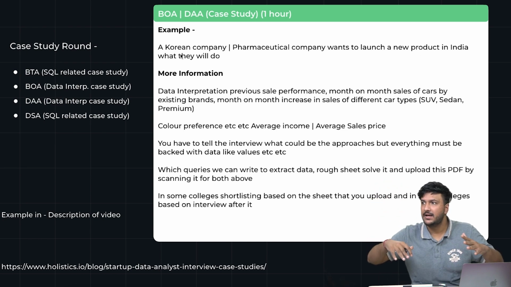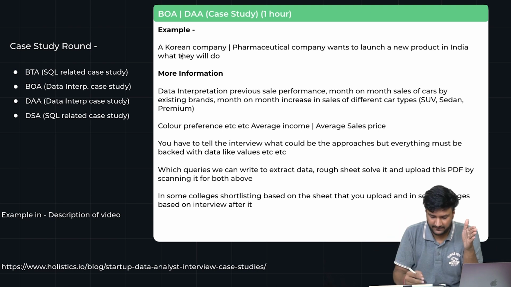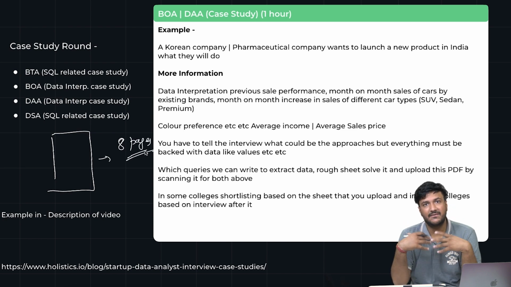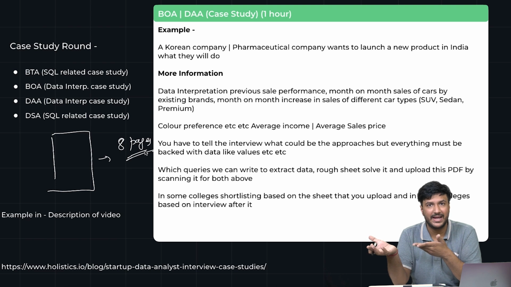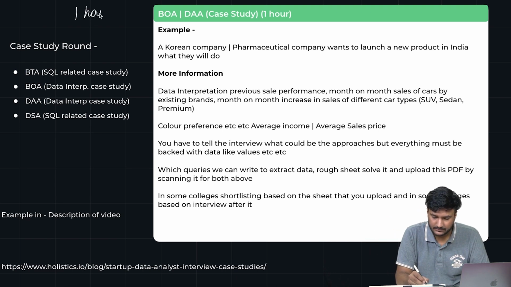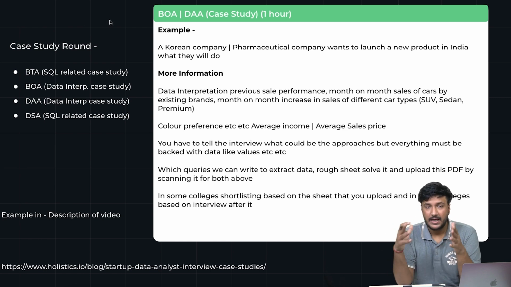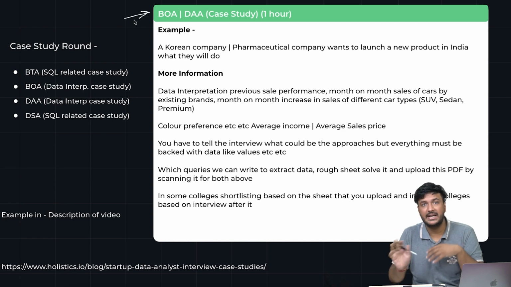And there's a long case study. You can imagine an A4 size paper, and that A4 size paper is 8 pages long. They'll upload this file for you or send it to you via email. You'll be given 1 hour. You have to take 2-3 rough papers, and apply a lot of mathematical formulas. You have to write a lot of English. This is basically what I'm explaining for BOA and DAA as of now. BTA I'll explain in the next slide, right?